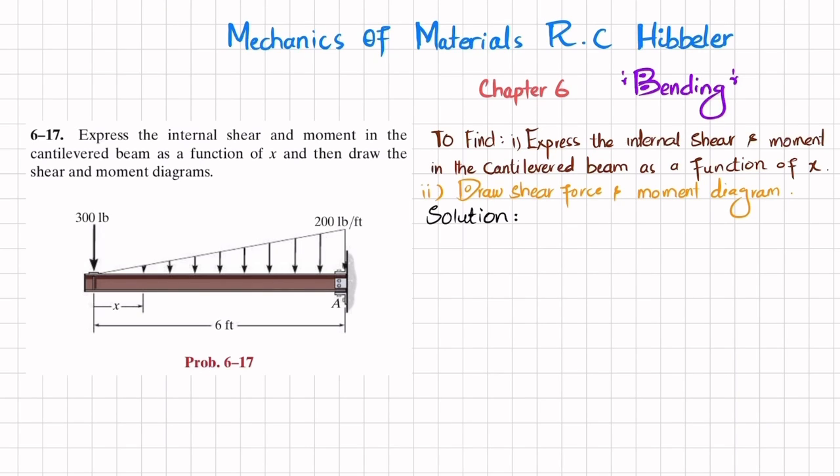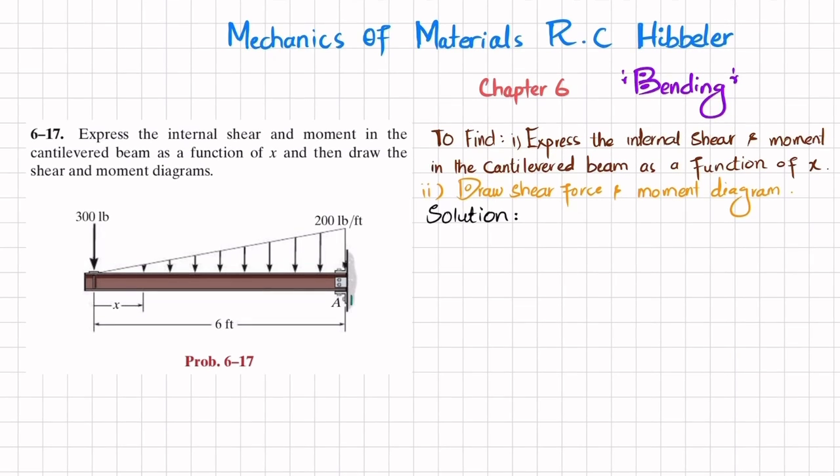If you remove this fixed support at point A, you will have a reaction force which will be represented as RA, and a moment which will be represented as MA. We will find this RA and MA by using equations of equilibrium. The first equation is that the sum of all forces along y direction must be equal to 0, and upward force is taken as positive. So you can see one force, that is 300 acting downward, so minus 300.